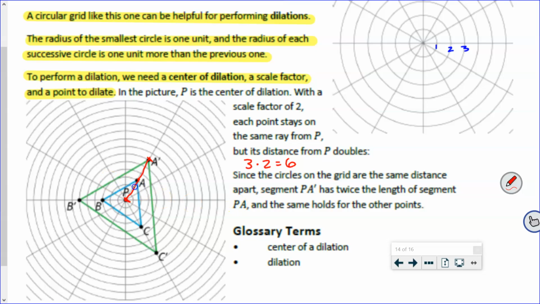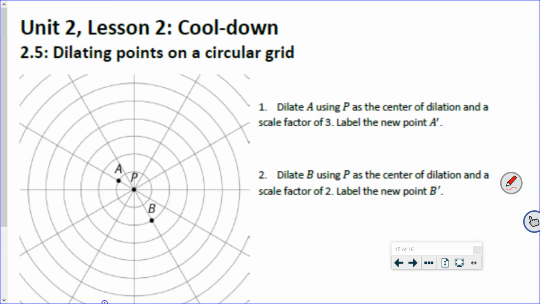is twice the length of PA, and that makes sense. 6 is twice the length of 3. Let's move on to our cool down. We're already to our cool down, but that's good because class ends in 3 minutes.